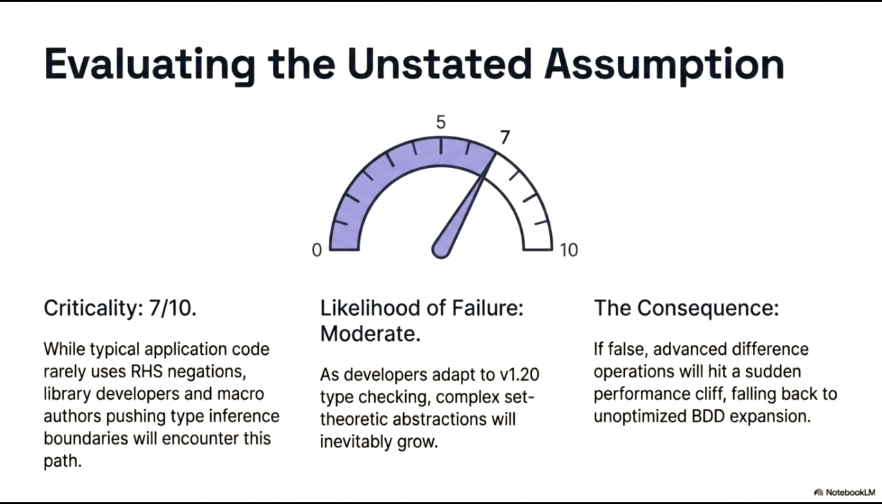Moving to the evaluation of the unstated assumption, we have assigned it a criticality score of 7 out of 10. While standard application code rarely employs RHS negations, library developers and macro authors pushing the boundaries of type inference will frequently encounter this path. The likelihood of failure is categorized as moderate. As developers adapt to v1.2 type checking, the use of complex set-theoretic abstractions will inevitably grow. Should this assumption prove false, the consequences are significant. Advanced difference operations will hit a sudden performance cliff, resulting in a fallback to unoptimized BDD expansion.